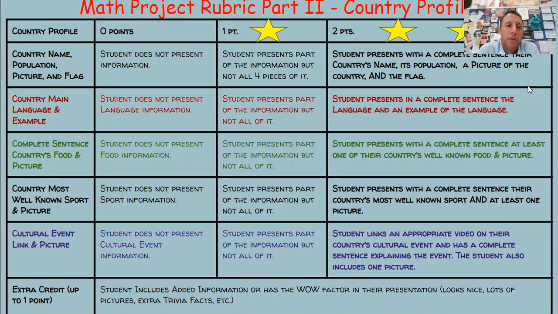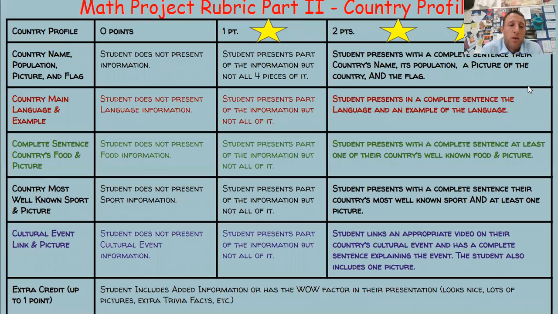You need to talk about the main language and an example. So the student presents a complete sentence, the language, and an example of the language, like how I said, how are you is ¿cómo estás? The student presents with a complete sentence at least one of their country's well-known foods and a picture. So you need to highlight their most notable food. If you're going to, let's say, Italy, you could highlight pizza.